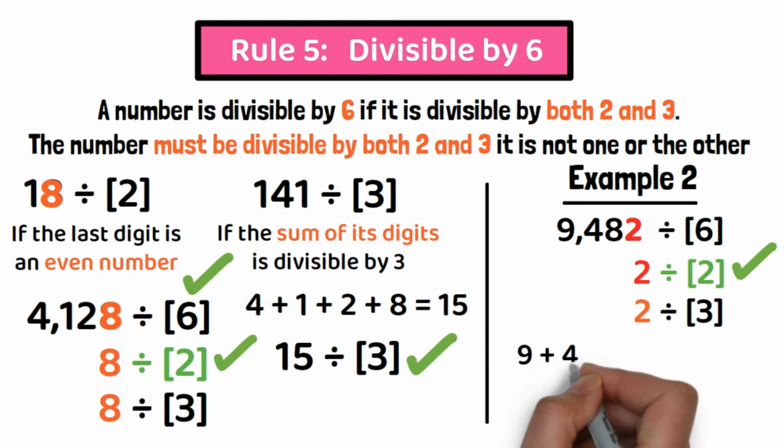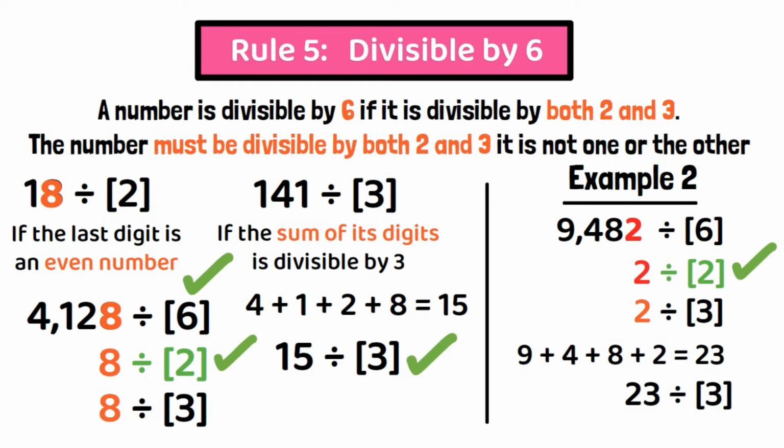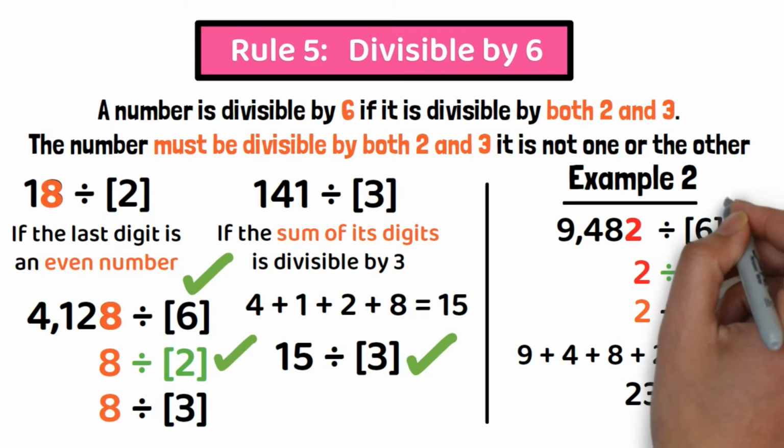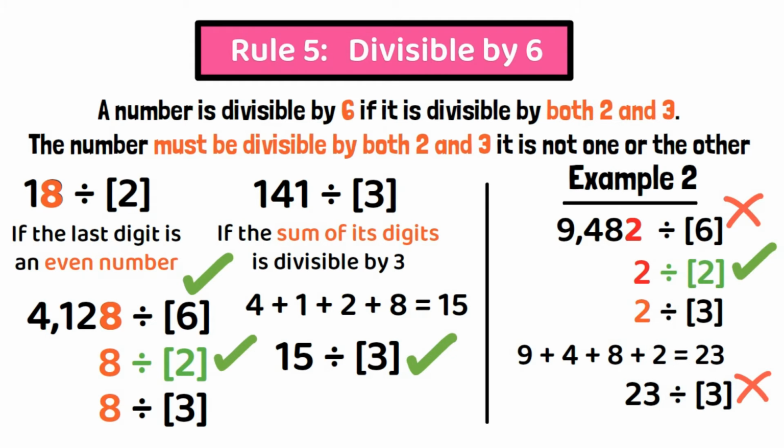So we have 9 plus 4 plus 8 plus 2 equals 23. 23 is not divisible by 3. So our 9,482 is not divisible by 6.